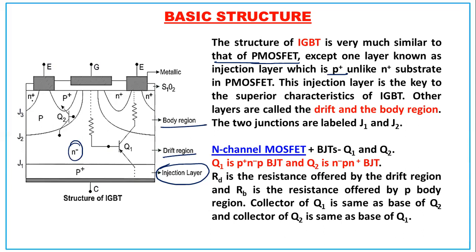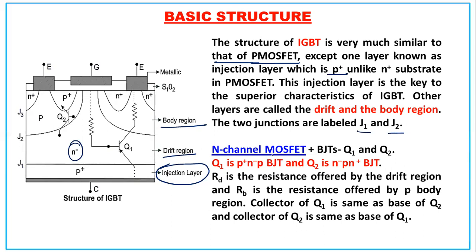And we have junctions J1 and J2. Here J1, this junction, J2, we can say three junctions. J1 is a PN junction. Then again we have a PN junction here. Then again a PN junction here. So J1, J2 and J3. Predominantly we talk about J1 and J2 junctions.